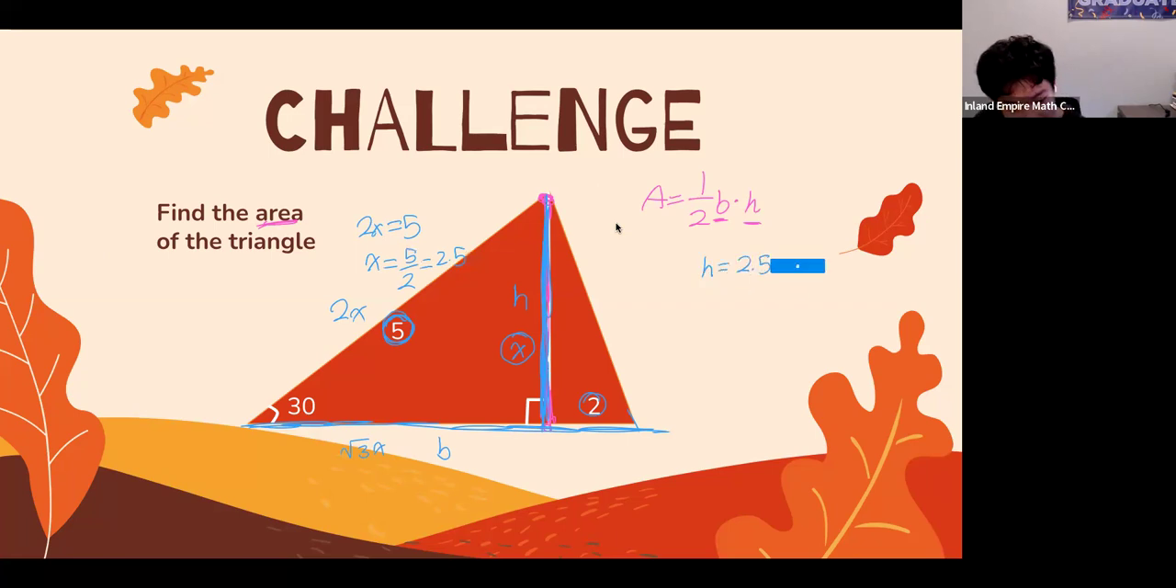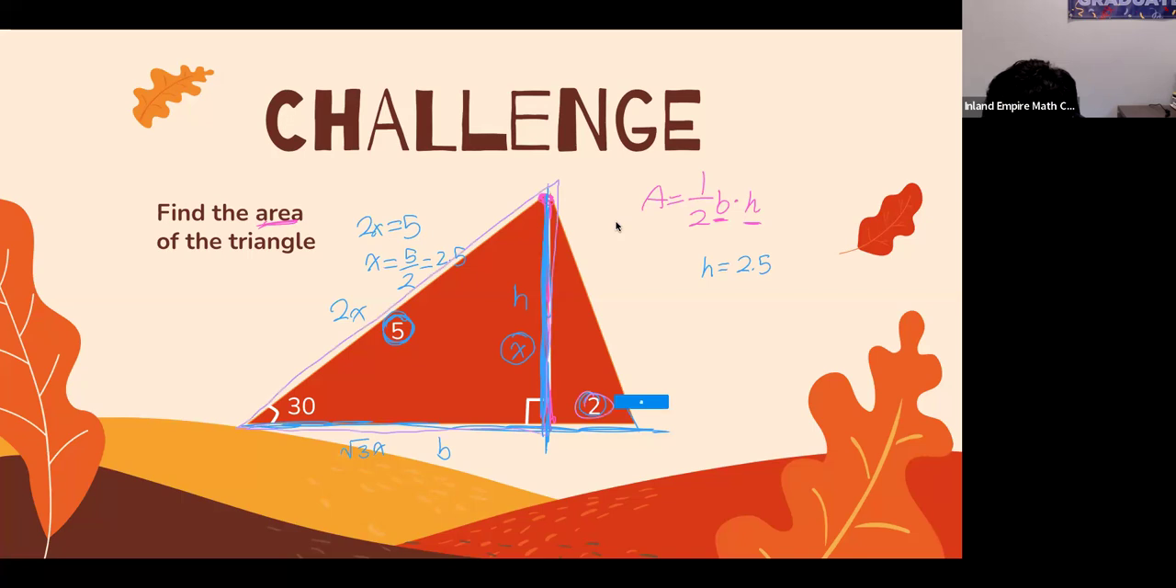Okay, so now we need to find the base. But the base is actually split into 2 parts, right? Our 30, 60, 90 triangle only covers this left side here. So let's draw it in purple. So the 30, 60, 90 triangle is only this left section here. It doesn't include this 2 here.